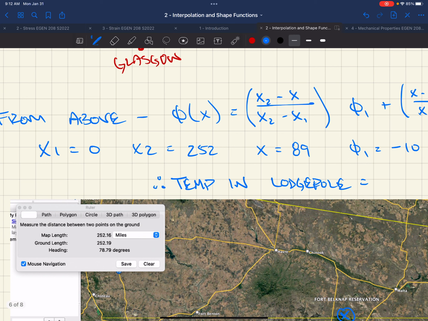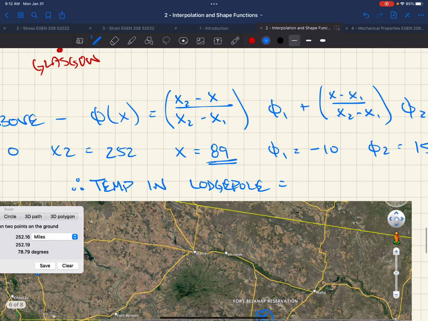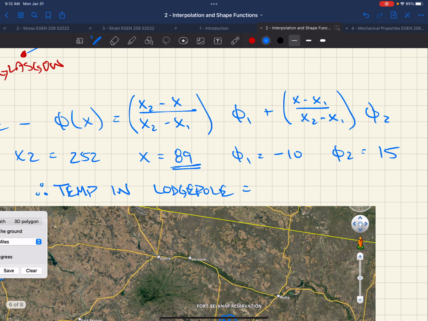So we got our known nodal values, x1, we're going to put that at 0. We're going to say x2 is 252 miles. X in our case, well, that x, Lodgepole to Glasgow, if you were to take an airplane, would be 89 miles. And we know what our nodal values are, phi1 and phi2. So we can figure out what the temperature in Lodgepole is. It's negative 1.2 degrees Fahrenheit.